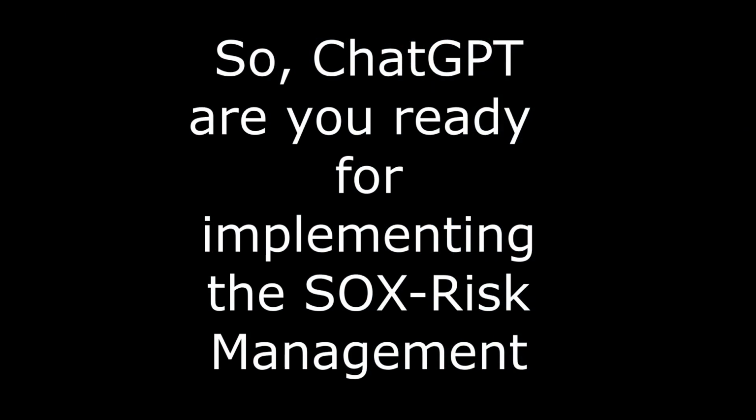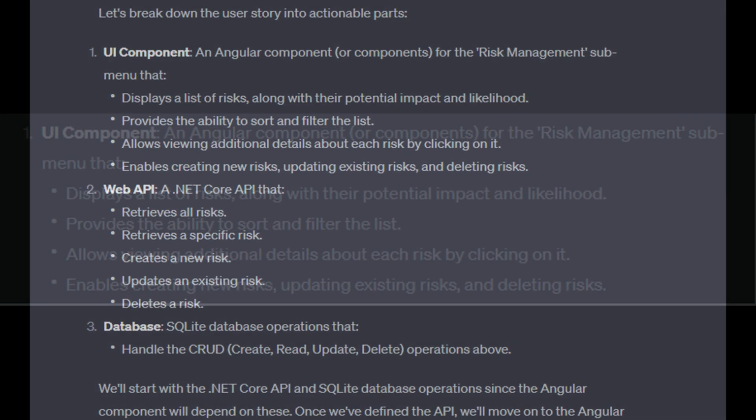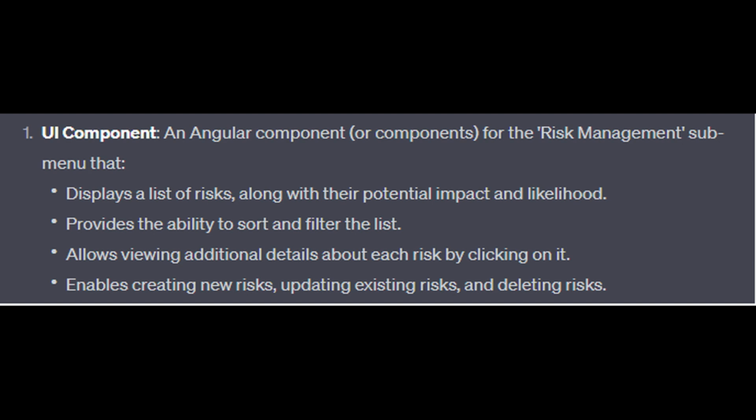So ChatGPT, are you ready for implementing the SOX risk management? Absolutely. I'd be happy to assist you with this. I'll provide you with code snippets for each of the necessary components. Let's break down the user story into actionable parts. 1. UI component: an Angular component, or components, for the risk management submenu that displays a list of risks, along with their potential impact and likelihood. It provides the ability to sort and filter the list, allows viewing additional details about each risk by clicking on it, and enables creating new risks, updating existing risks, and deleting risks.